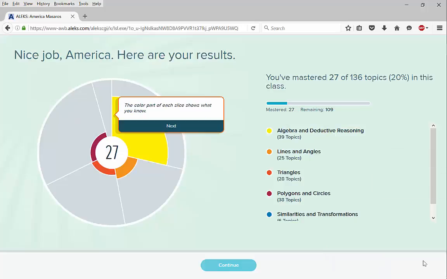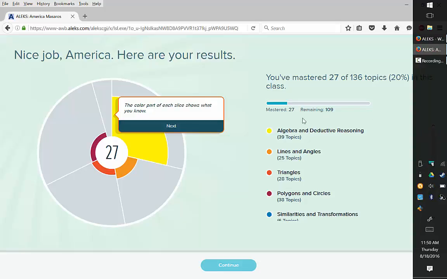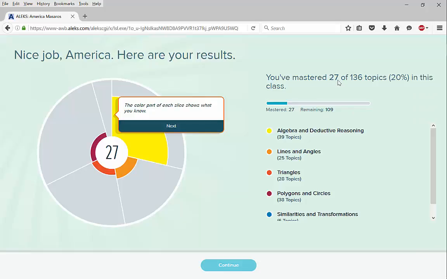Okay, so now that I've finished my initial assessment, it's showing me my ALEKS Pi. It says that overall, I've mastered 27 out of 136 topics in the class. That's 20%. Is that a bad grade? Well, no, because this just means that I have a lot to learn. In fact, I have 109 topics to learn.